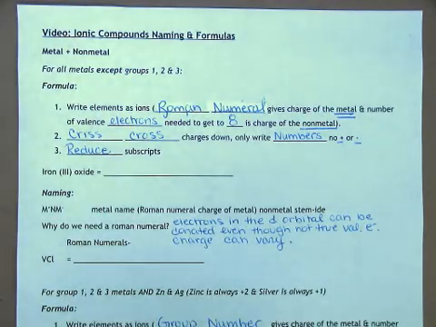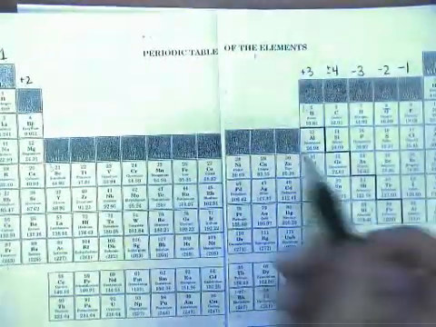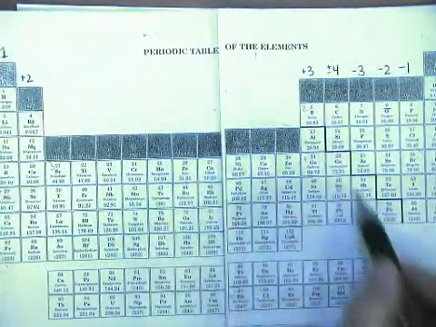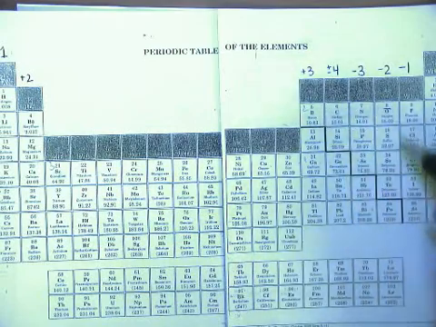This video is on ionic compounds, names, and formulas. An ionic compound is where we have a metal plus a nonmetal. On your periodic table, a metal is anything to the left of the staircase, or zigzag line, plus a nonmetal, anything to the right of the zigzag line.